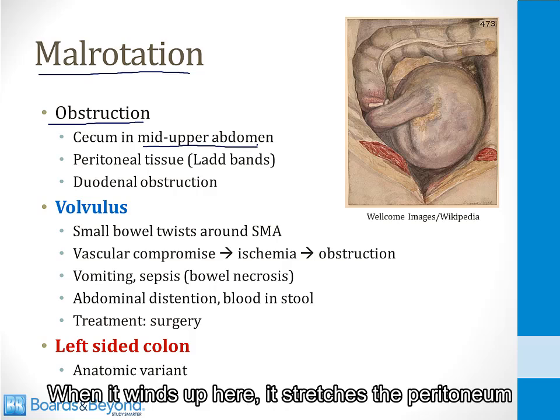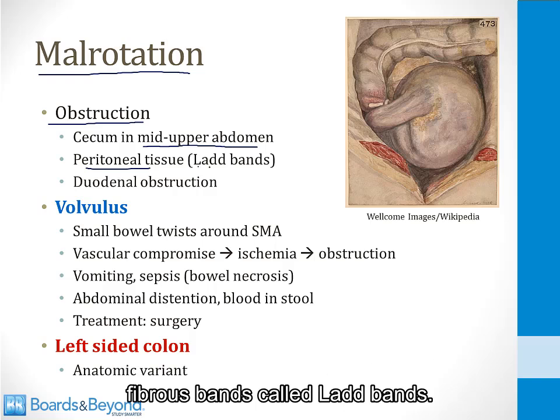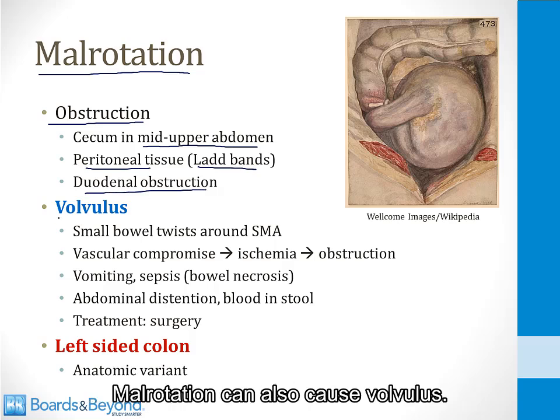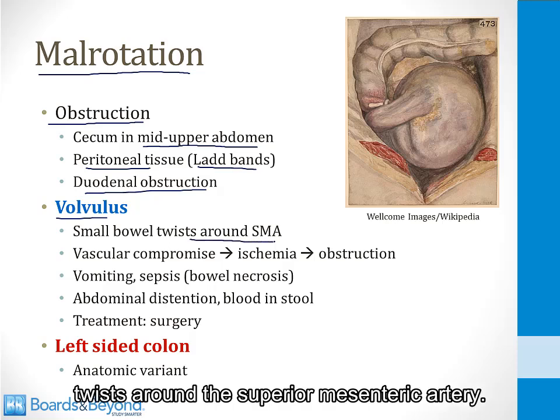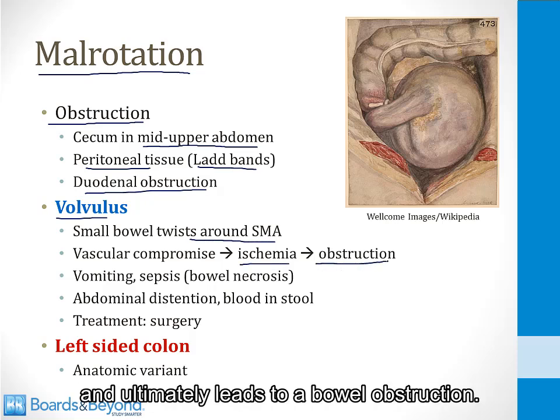When it winds up here, it stretches the peritoneum and creates bands of peritoneal tissue, fibrous bands called Ladd bands. These bands cross the duodenum, and they often lead to duodenal obstruction. Malrotation can also cause volvulus. Volvulus occurs when the small bowel twists around the superior mesenteric artery. This leads to vascular compromise and ischemia, and ultimately leads to a bowel obstruction.